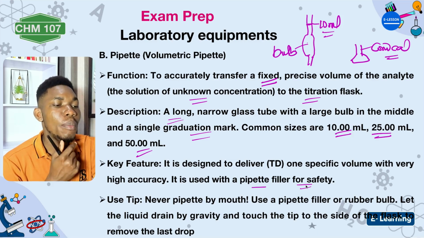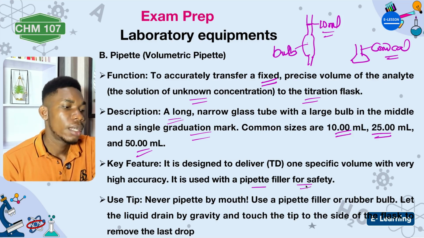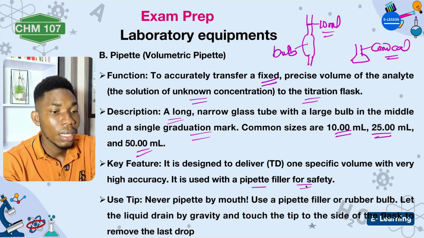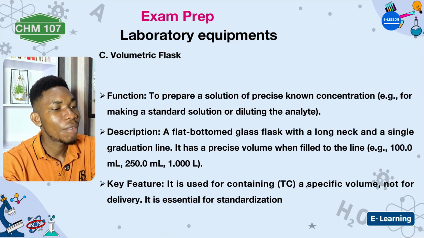We're supposed to use what we call a pipette filler for safety. Never pipette by mouth. Use a pipette filler or rubber bulb. Let the liquid drain by gravity and touch the tip to the side of the flask to remove the last drop. Is that okay? That is it for the pipette.